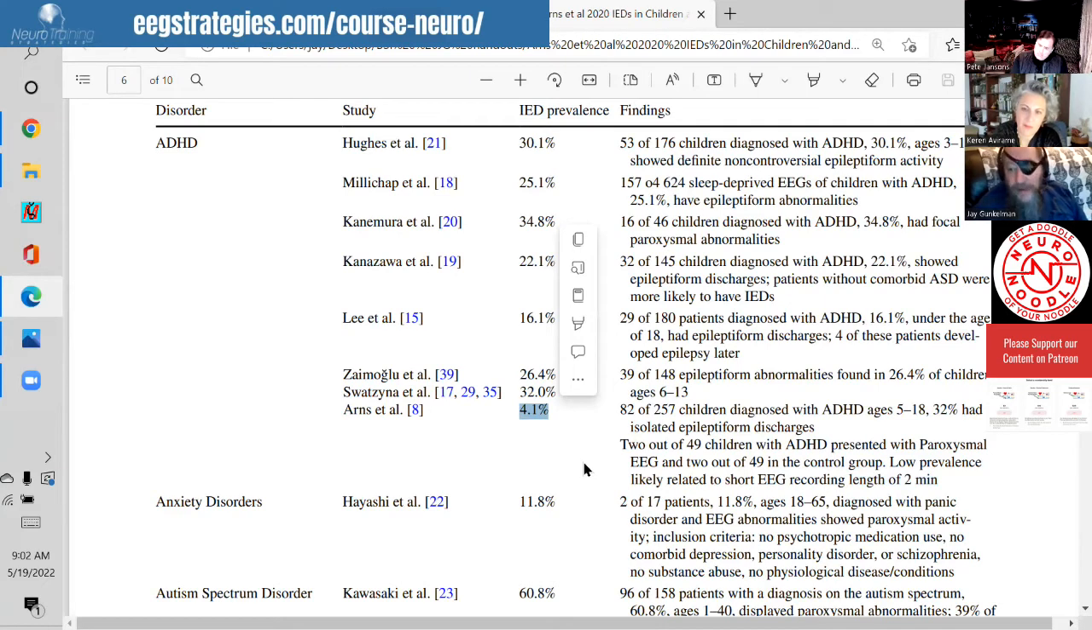And nobody wants to run 20 minutes sitting there staring at a wall with your eyes open. That's 10 minutes eyes open, 10 minutes eyes closed, or 7 minutes eyes open, 7 minutes eyes closed, and 7 minutes of some kind of a task. But you've got to exceed 20 minutes just to make sure you're not missing the rare discharge.